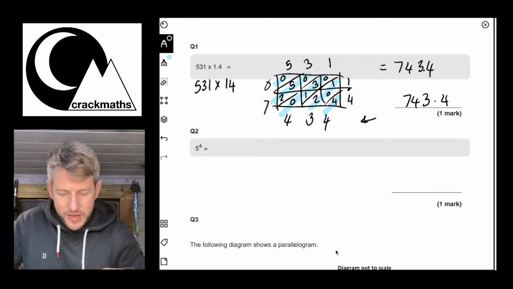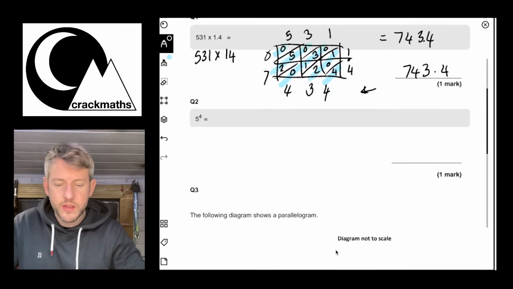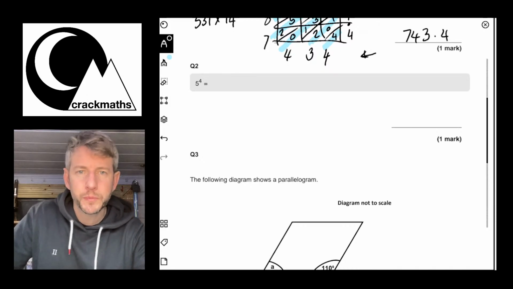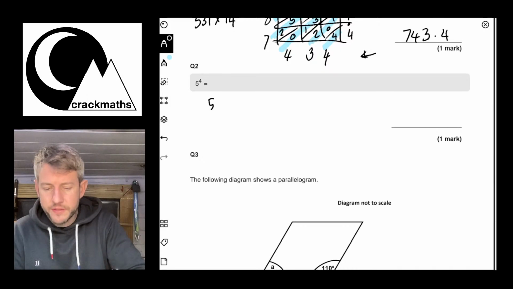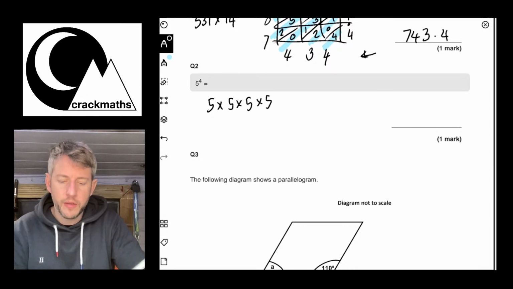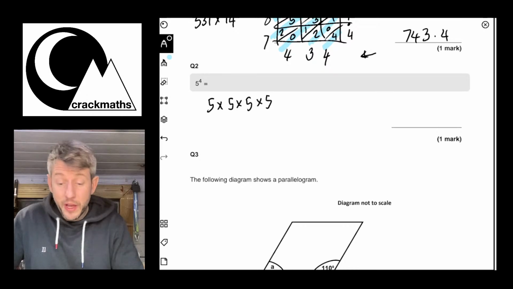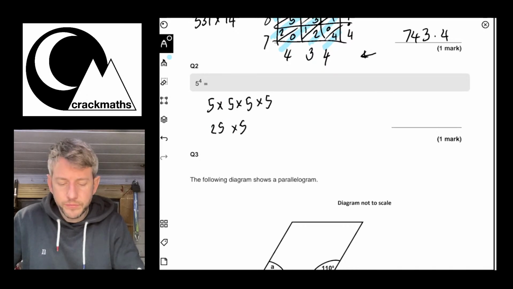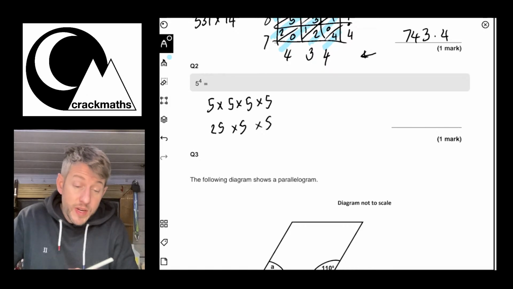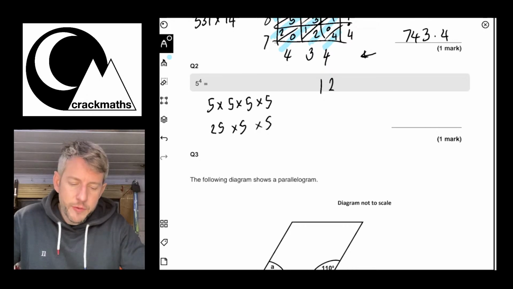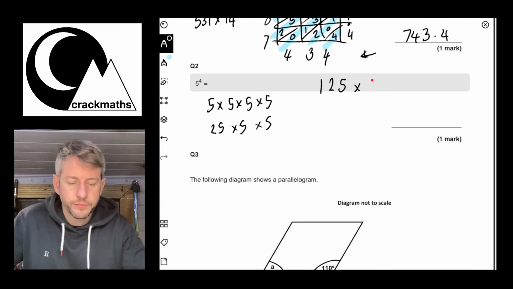Right, let's go on to the next question. Question 2: what is 5 to the power of 4? This means 5 times 5 times 5 times 5. 5 times 5 is 25, times 5 times 5. 25 times 5 is 125, so we're left with 125 times 5.